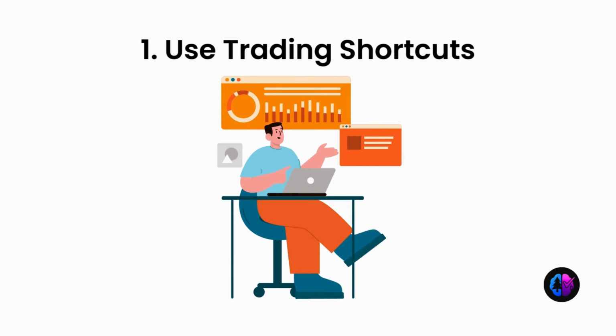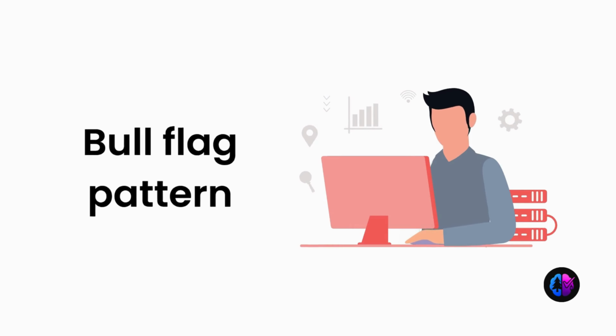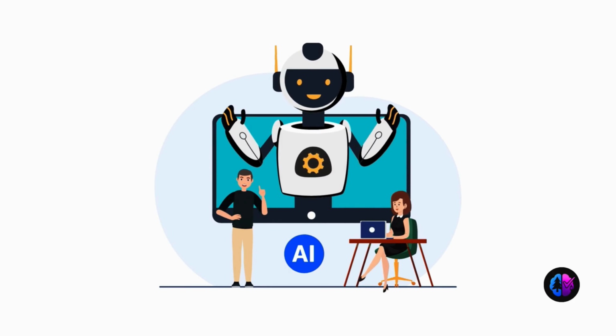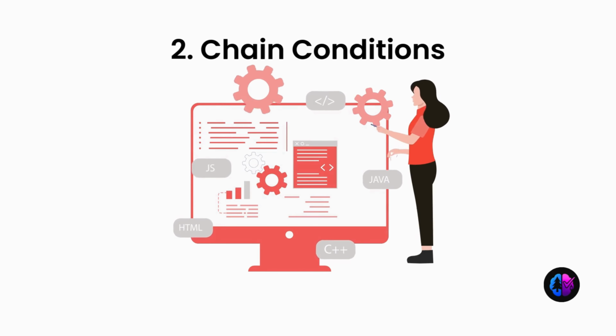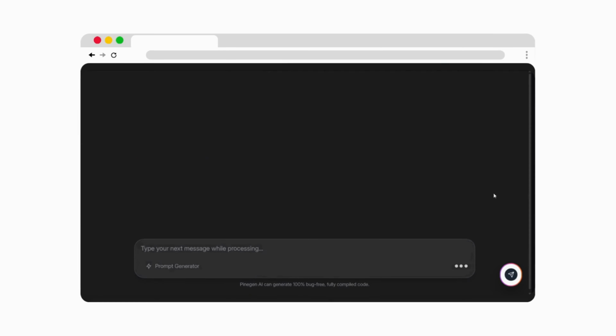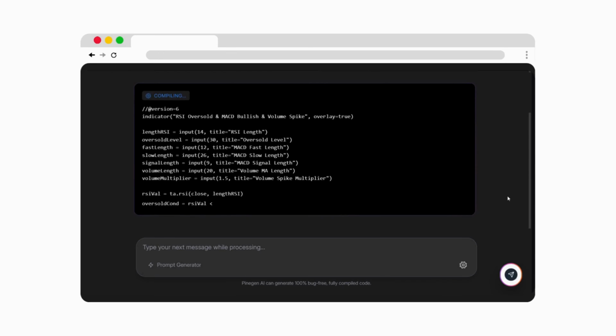Here are my advanced speed techniques. 1. Use trading shortcuts. Say bull flag pattern instead of describing the pattern. The AI knows standard trading terminology. 2. Chain conditions. RSI oversold and MACD bullish and volume spike. The AI handles complex logic instantly.